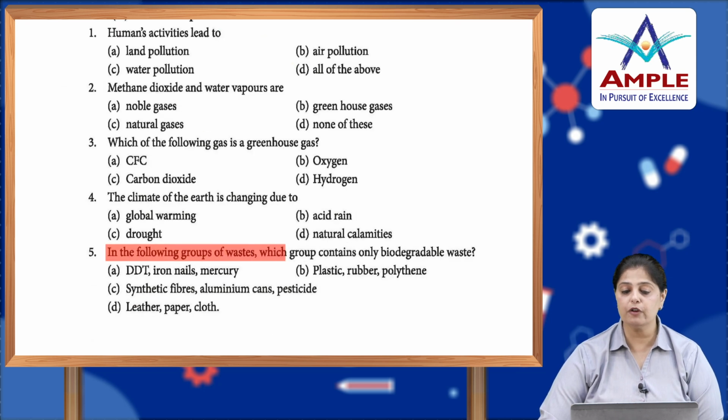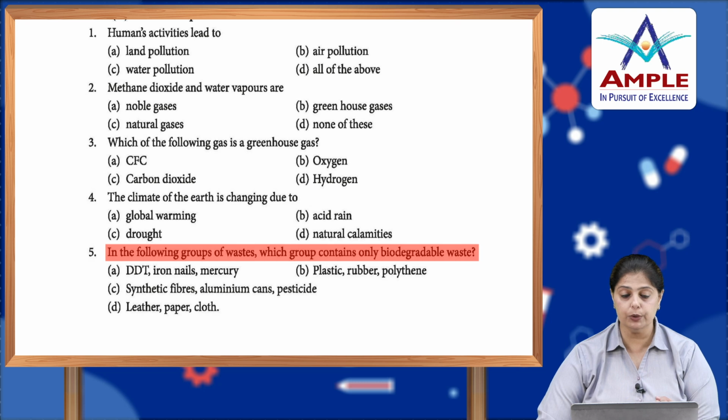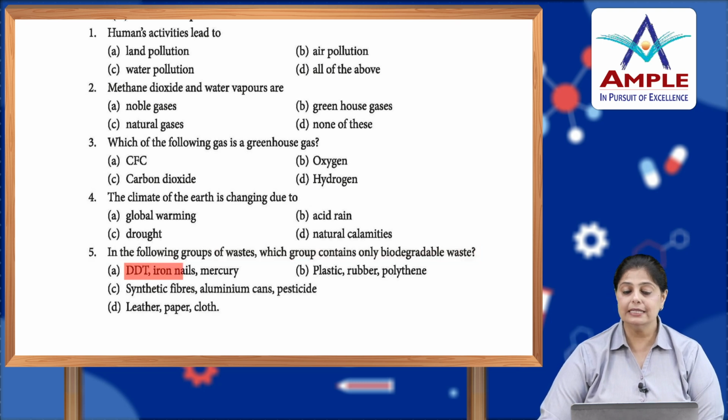In the following groups of waste, which group contains only biodegradable waste? So, look at these different options and tell us which is a biodegradable waste which can be reused. Okay. So, DDT, iron nails, mercury, plastic, rubber, polythene, synthetic fibers, aluminium cans or pesticide, leather, paper or cloth. It is leather, paper or cloth.